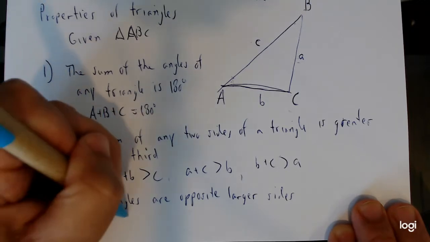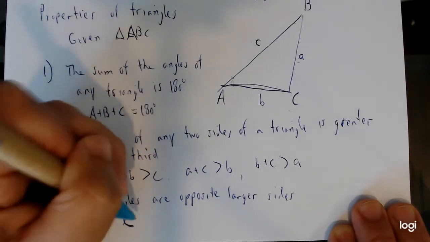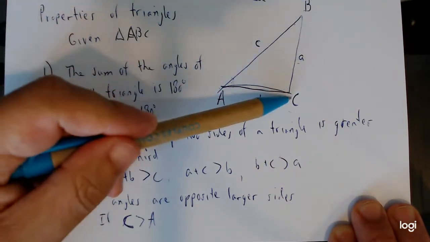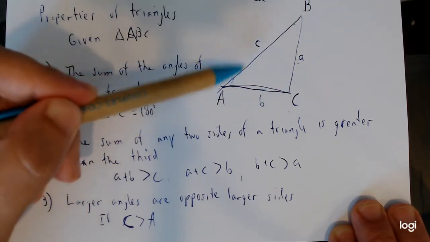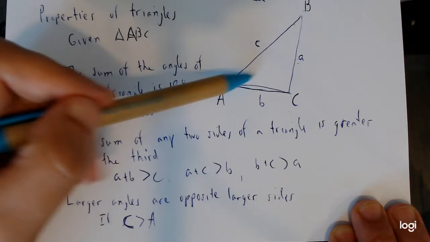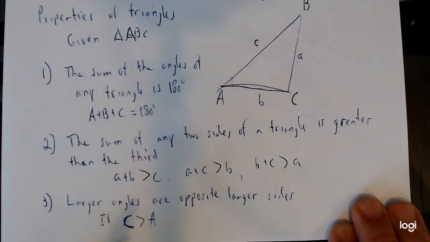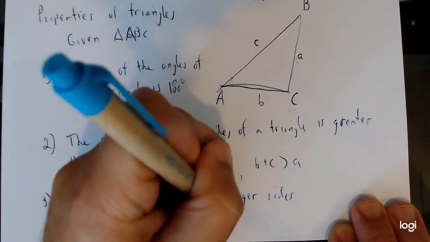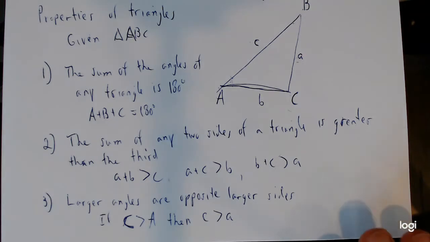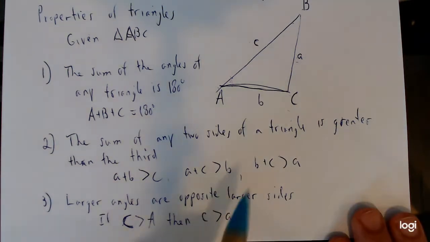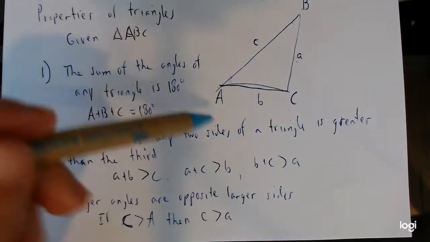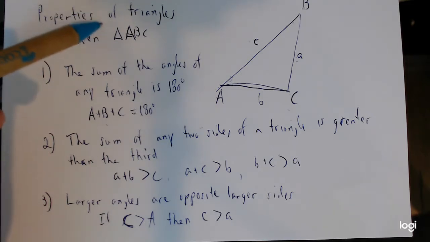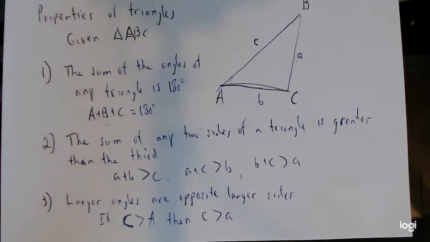If angle C is greater than angle A, then obviously the side opposite angle C, which is side C, must be greater than the side opposite angle A, which is side A. So what we're saying is if angle C is greater than angle A, then side C must also be greater than side A. If you have two angles and one angle is greater than the other angle, then the side opposite the greater angle is greater than the side opposite the smaller angle, right? So that's kind of what we're saying here.